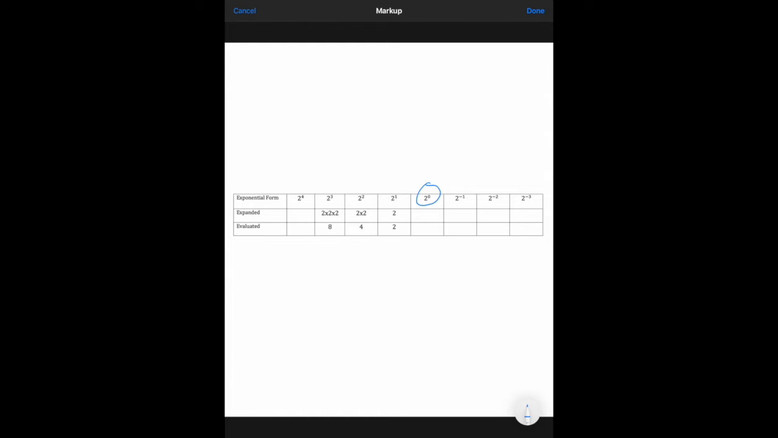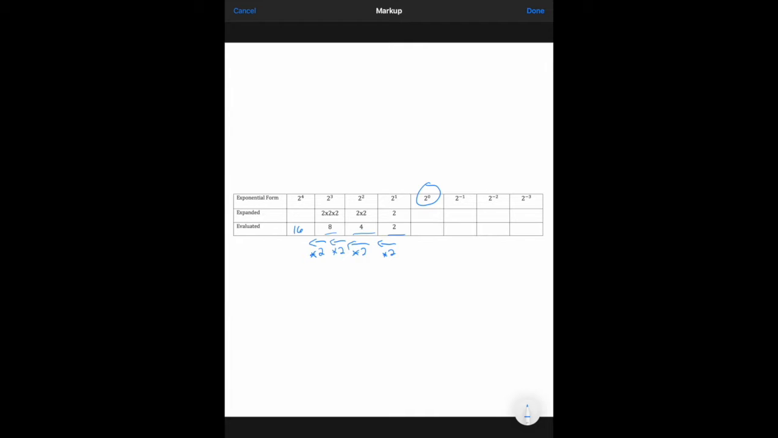The way students can approach this is they'll see the pattern for the evaluated portion. When you go in this direction, you're multiplying by 2. And you just keep multiplying by 2 for each box. And then for our last box, we're getting 16.